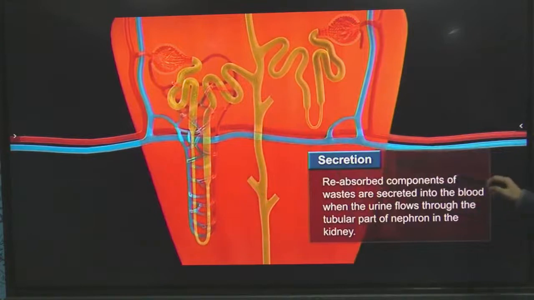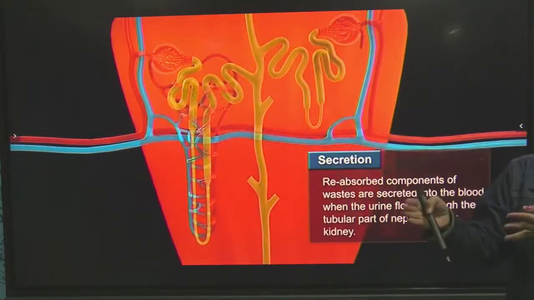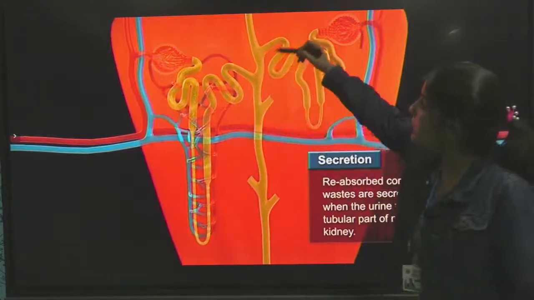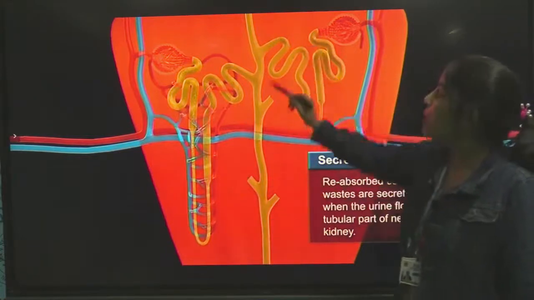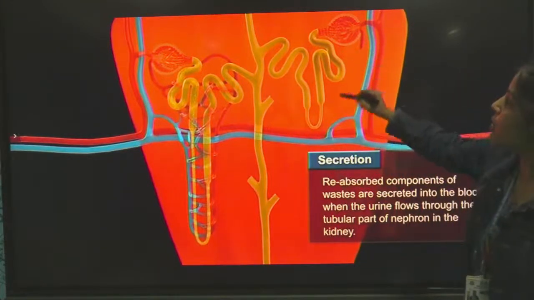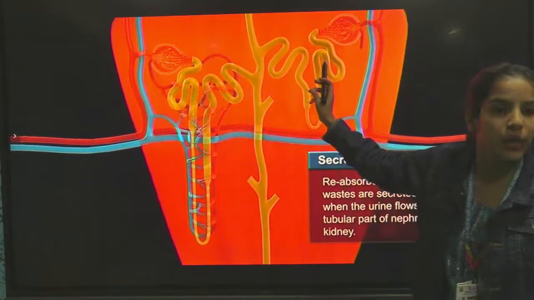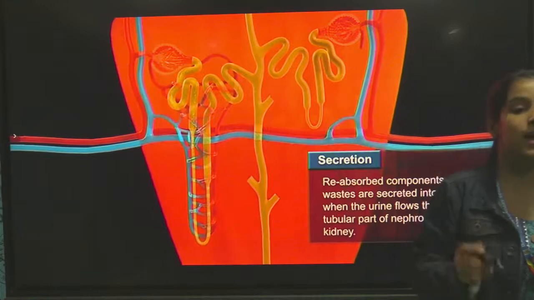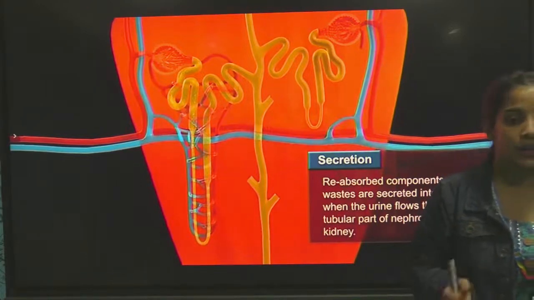The reabsorbed components, like all the glucose, useful amino acids, and useful salts, all get reabsorbed and go back to the blood. The urine then goes into a long tube-like structure called the collecting tube. If you see this diagram, two nephron collecting tubes are joined together. This is how millions of nephrons are present in the kidney. Clear?